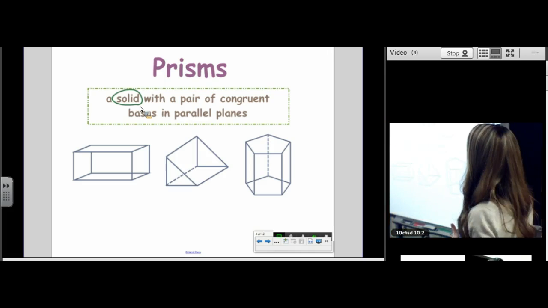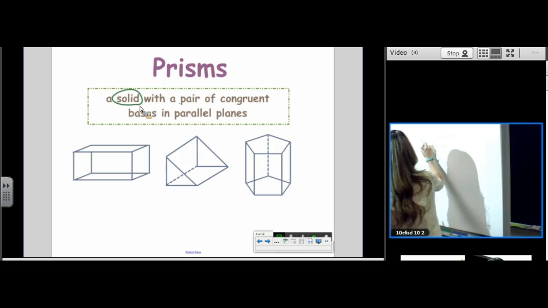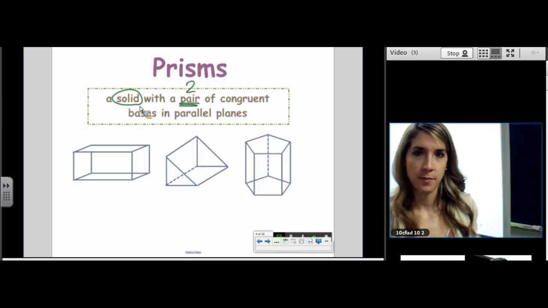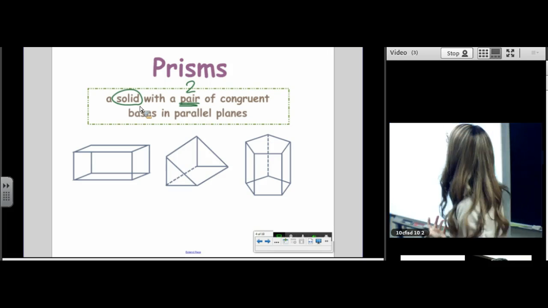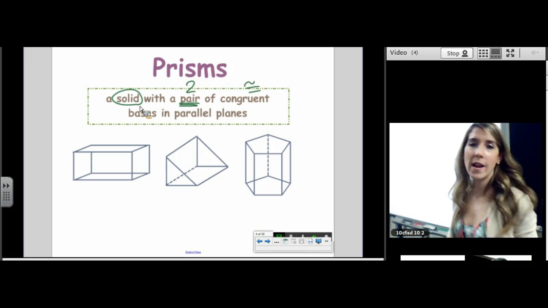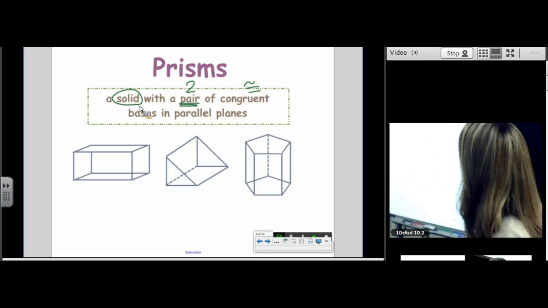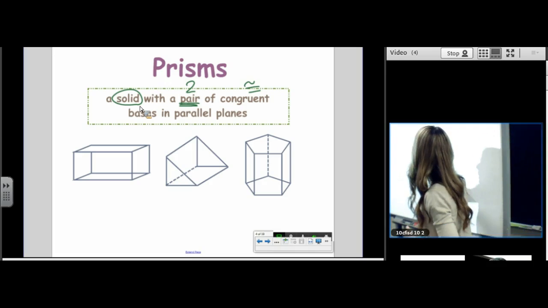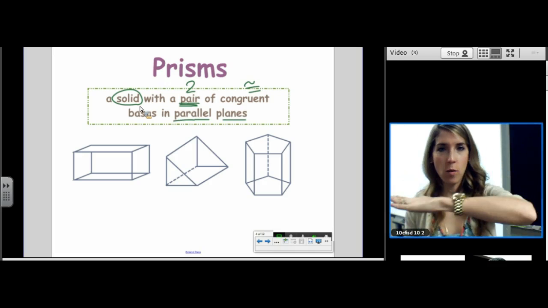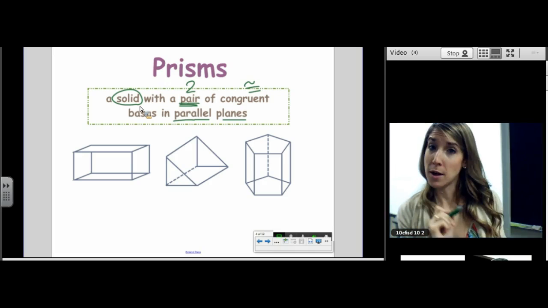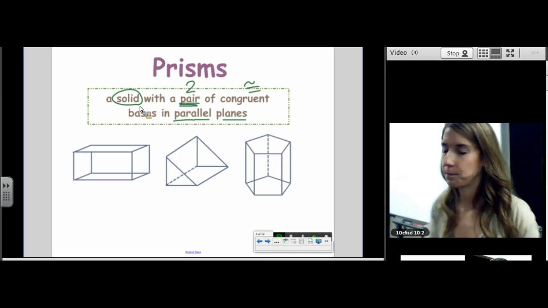So, with a pair, that's a loaded word. That means two. Prisms are going to have two bases. What's going to be true about their bases? Well, they're going to be congruent. One cannot be smaller than the other, or it's not called a prism. And they are, of course, parallel to each other. So we're not going to have one base level and the other base tilted. No, they're going to be parallel. So they're going to be congruent and they're going to be parallel.